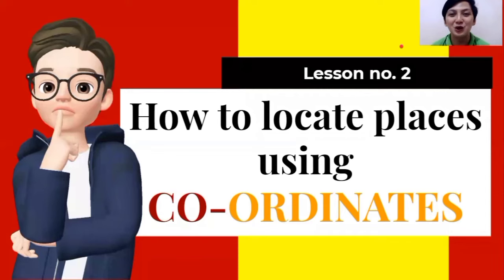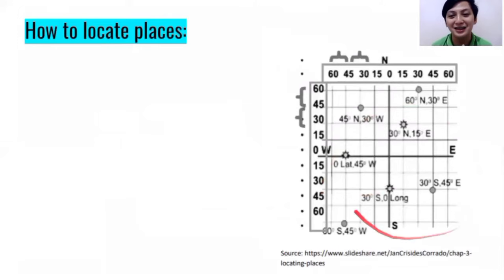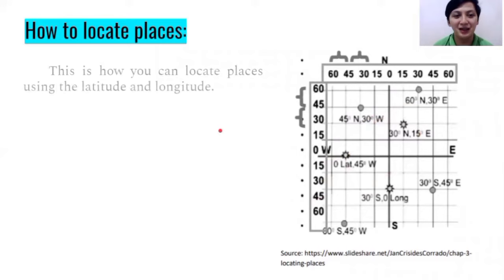Okay, for lesson number 2, how to locate places using coordinates. So we are going to dig deeper in locating places. For me, it's very hard, but in this case, we will be able to understand how to locate places. So these are the tips, okay? This is how you can locate places using latitude and longitude, because it's very easy for us to identify and to locate places when we have guidelines, okay? So those lines are imaginary lines and they become our guides for us to locate a specific location on the globe or on the earth.